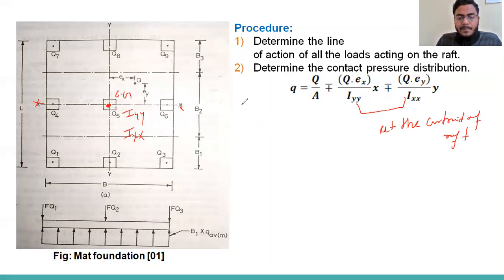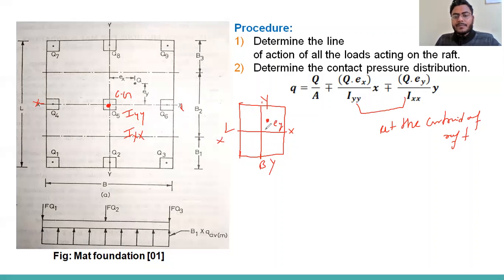Okay, and what will be the value? So I'm writing here. See, this is B and L, this is x, this is y. Somewhere here the load is acting, so this is the Ey. Here we are working in the y direction, so we take the moment of inertia about xx. So Ixx will be B L cubed by 12, and Iyy will be L B cubed by 12. So this thing you have to remember.